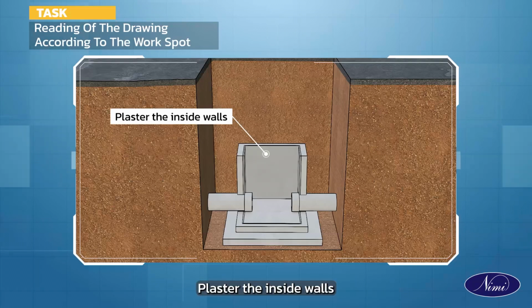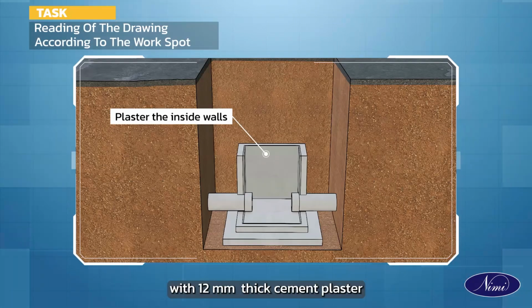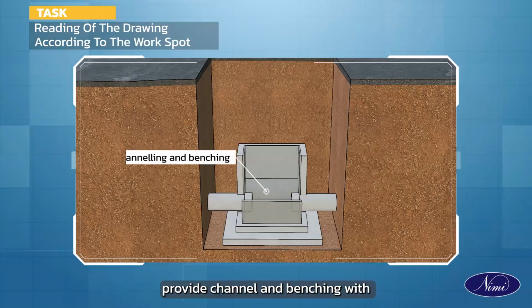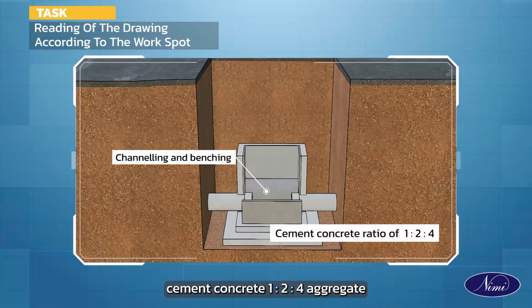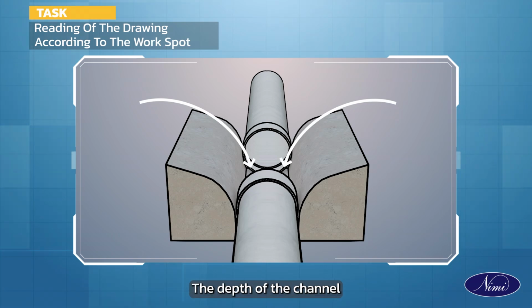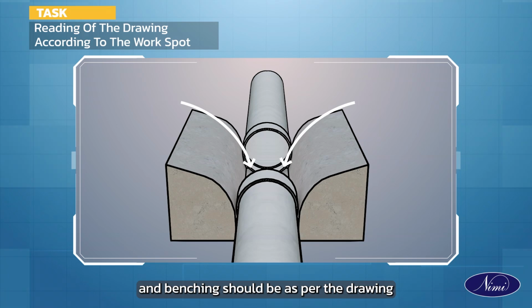Plaster the inside walls with a 12 mm thick cement plaster, cement to coarse sand ratio of 1:3. Provide channel and benching with cement concrete 1:2:4, aggregate 20 mm nominal size. Smoothen with cement. The depth of the channel and benching should be as per the drawing.